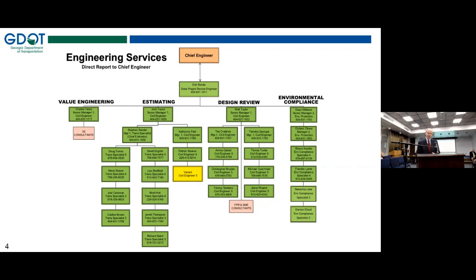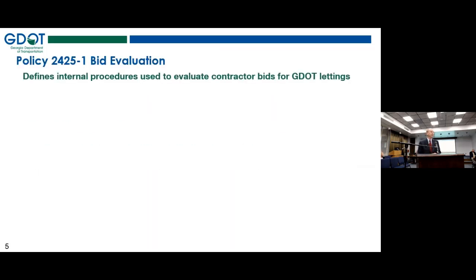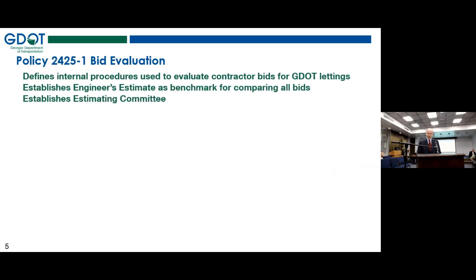That brings me to just a brief summary of our bid evaluation policy. You can see the policy number there. This policy defines internal procedures used to evaluate contractor bids for GDOT lettings. It establishes the engineer's estimate as a benchmark for comparing all bids. It establishes an estimating committee. This committee reviews the engineer's estimates and meets before the letting to approve or accept the estimates.